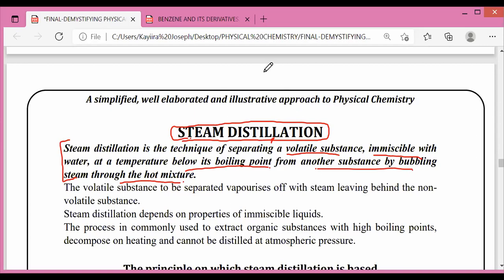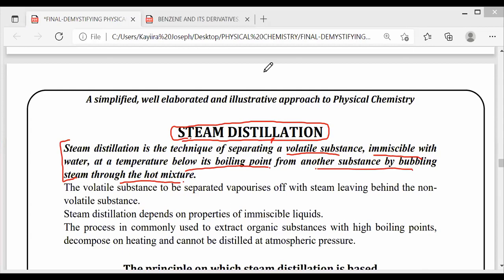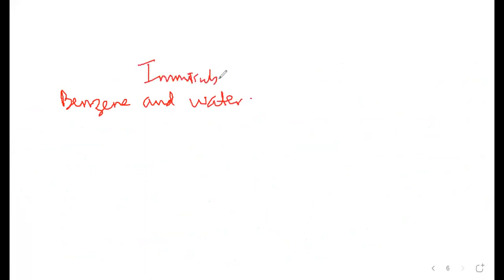If you are to remind me, you have already seen examples of substances that are immiscible with water. Can you remind me those substances? I'm to give you one, benzene and water. These ones are immiscible. Can you remind me others? Paraffin and water.